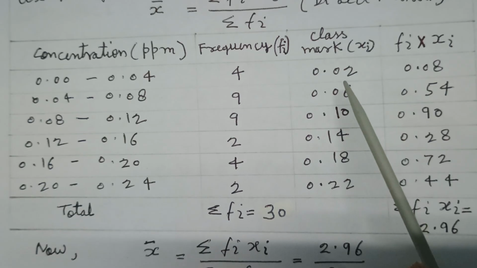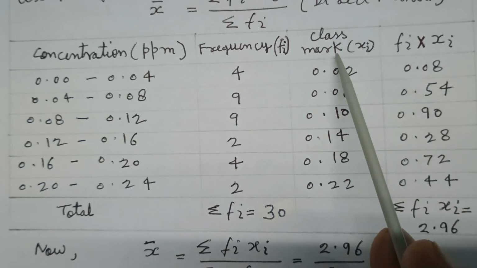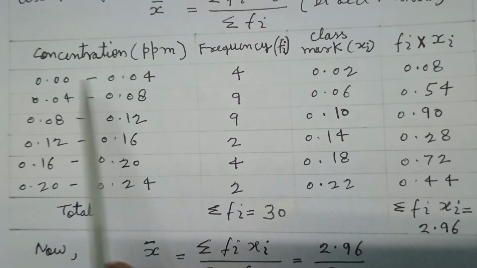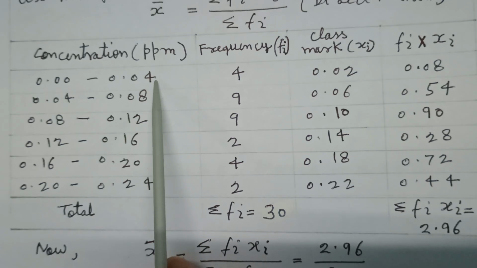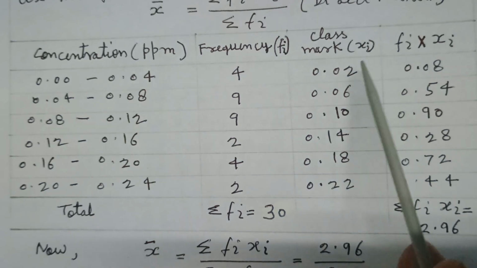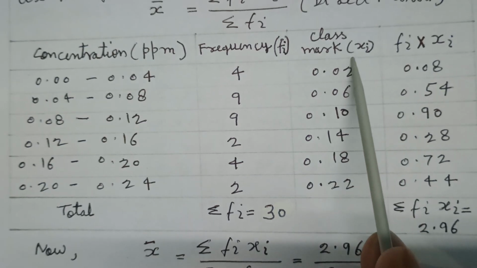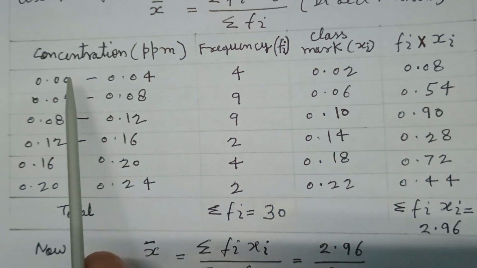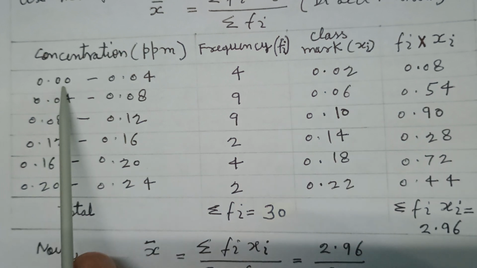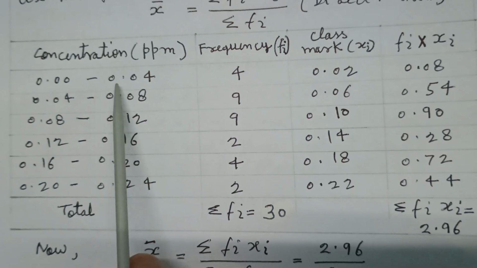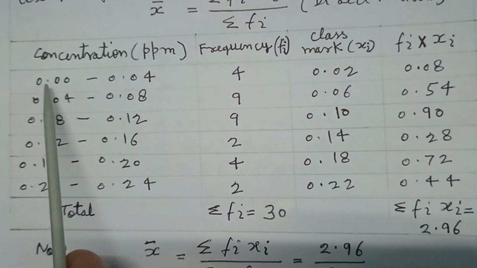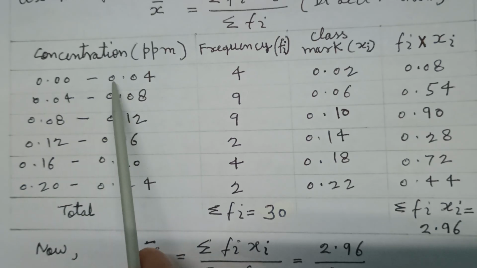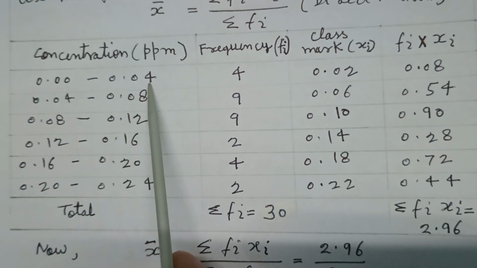First we will find the class mark, or the midpoint, of the class. So this is the class, and we will find the class mark or midpoint of this class. How will we find the class mark? We will find it as the lower limit of the class plus the upper limit of the class divided by 2. So 0.00 plus 0.04 by 2.